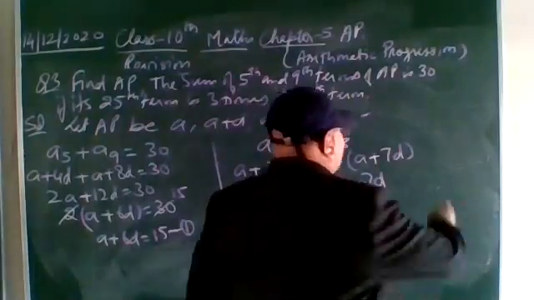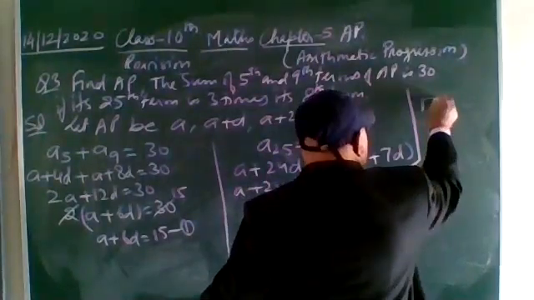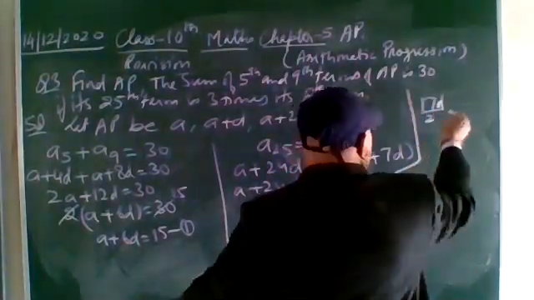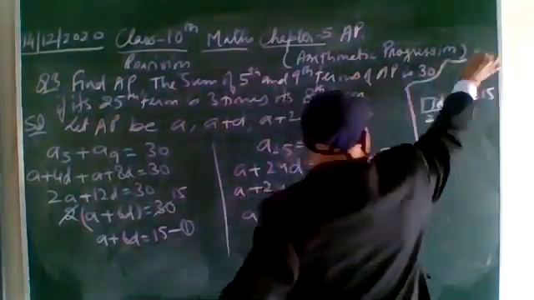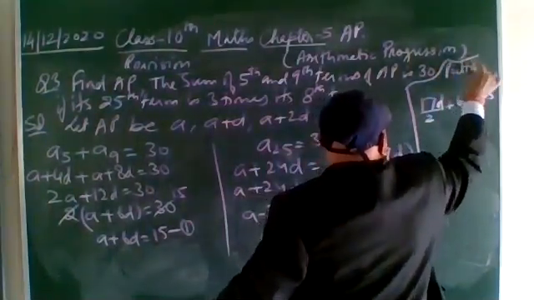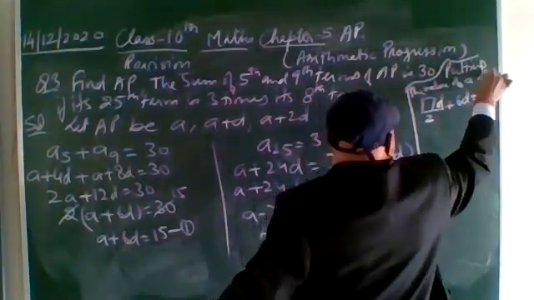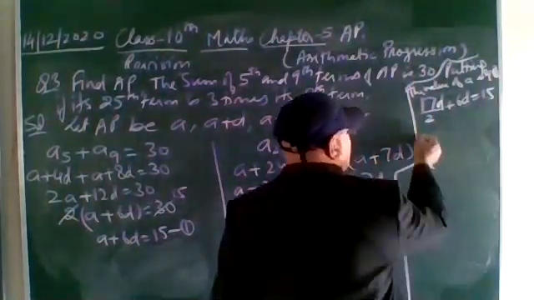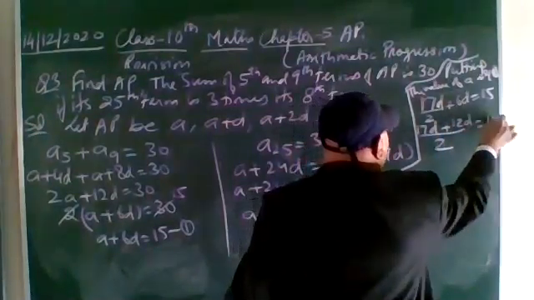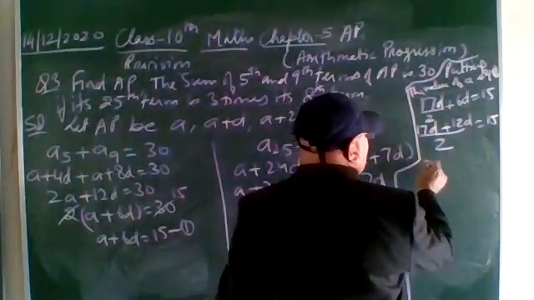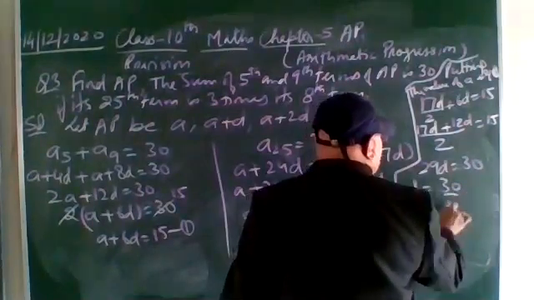Now after that you have to solve this equation. So A is what? 17D upon 2 plus 6D equal to 15. What have you done here? Putting the value of A in equation 1. So 2 is multiplied: 17D plus 12D equal to 30. So 29D equal to 30. So D becomes 30 upon 29.